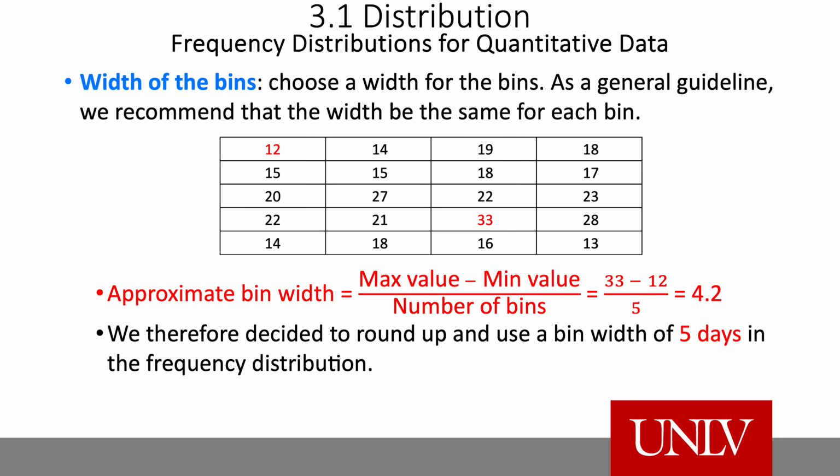See, our dataset goes from 12 to 33, so that's a range of 21. And then with 5 bins, the width is about 4.2. And then we can round it up nicely to 5. So that means we have the width of the bins as 5.